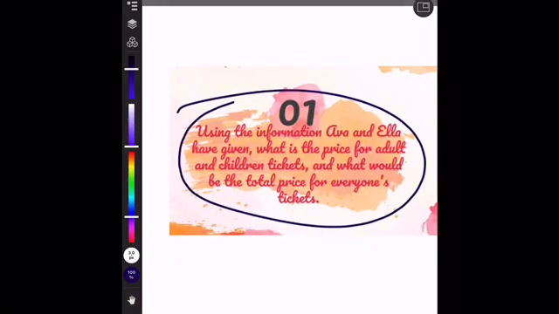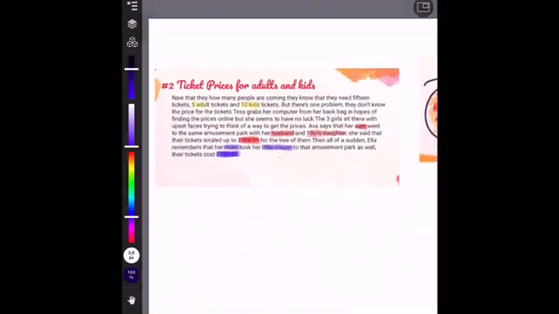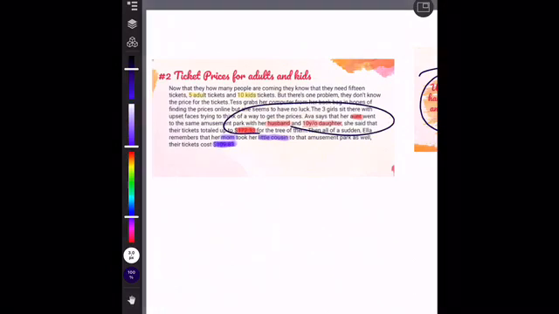Okay, so we are solving this question over here. It asks the price for adult tickets and children tickets. So if you look at our information, I have highlighted some keywords. First off, we're going to look at the red highlighted words.